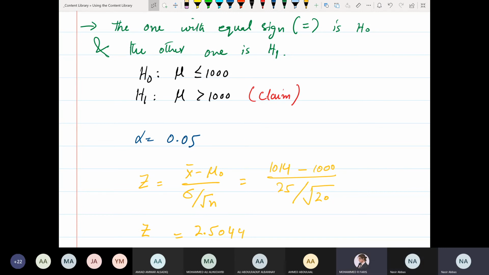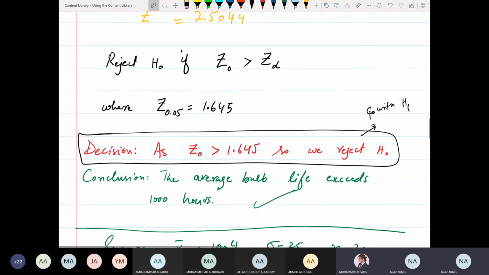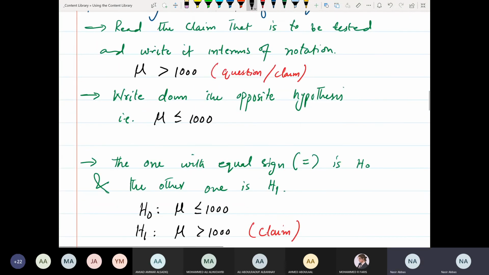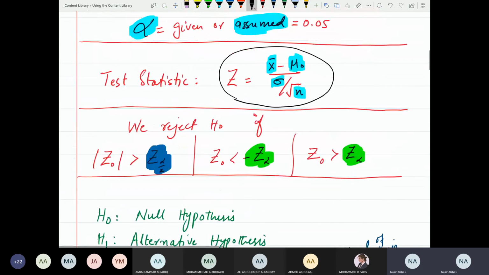Doctor, when do we reject and when do we fail to reject? When your value of Z, which in your case is 2.5044, falls in the rejection region, you reject. When it does not fall in the rejection region, you don't reject. And the rejection region is given here. This is the rejection region.